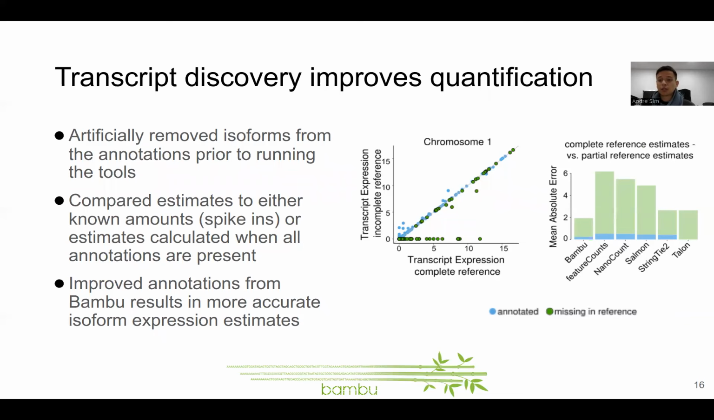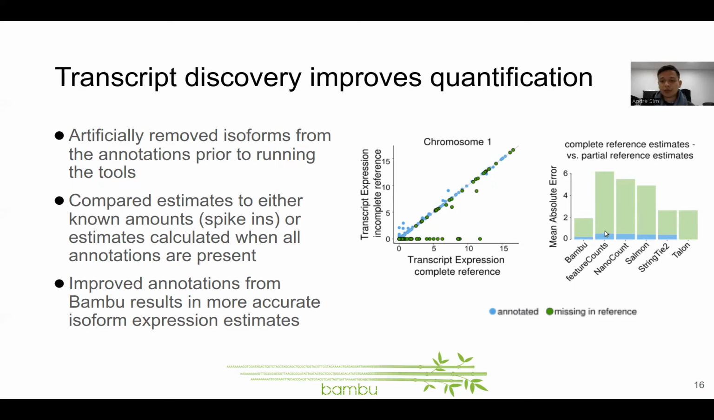One final thing I want to talk about: I talked about the impact of quantification when we had poor transcript discovery, but transcript discovery can also improve quantification. So what we did, as before, is we removed annotations from the human genome, and then we tried to detect them again and then quantify them. In the green dots are the transcripts that were removed and then newly identified. We were able to accurately quantify these when compared to the quantification when the full annotations were present.